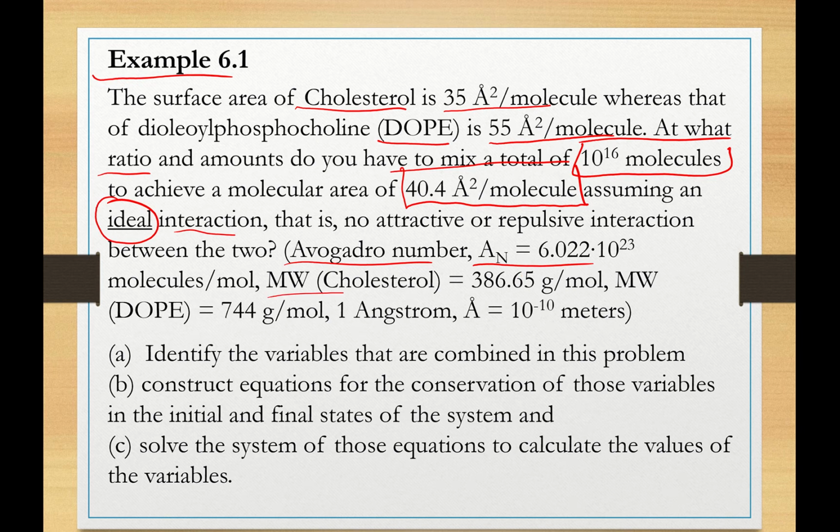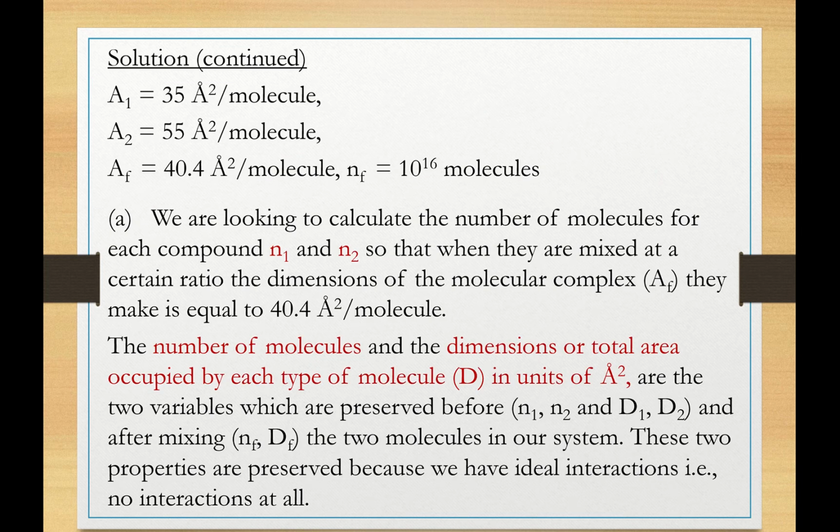What we need to do first is identify the type of variables that are combined, construct equations, and then solve the system of equations to determine the relative amounts of these two lipids. Okay, so let us proceed to the first task. We have the molecular dimensions of the two molecules before mixing, and after mixing is the AF. And we also have the total number of molecules of these two lipids. We just don't know at this point how much of each is used. So we need to determine N1, the number of molecules of the cholesterol in this case. 1 stands for cholesterol and 2 for DOP.